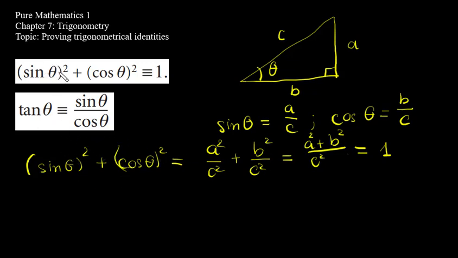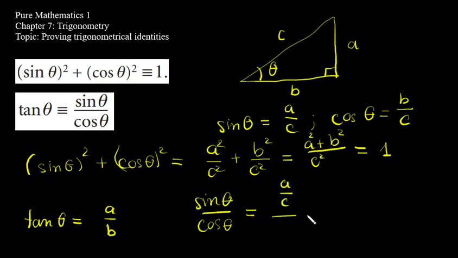Sine squared theta plus cos squared theta equals 1. And for the other one, tan theta equals A over B. Sine theta over cos theta will be A over C over B over C, equal to A over C multiplied by C over B, equal to A over B. So sine theta over cos theta is equal to tan theta.